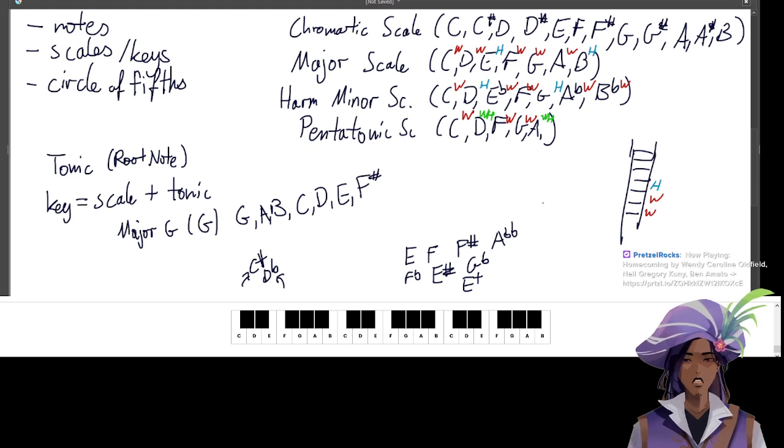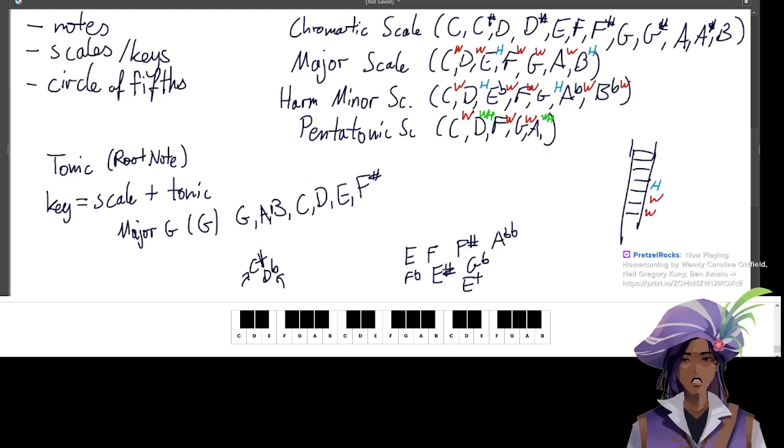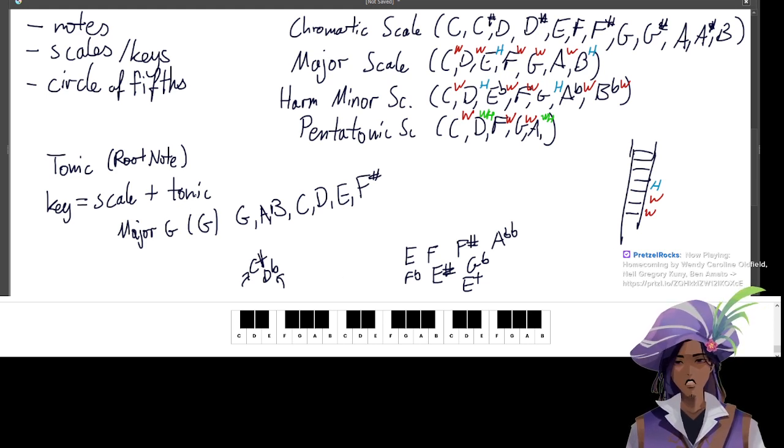So, music theory. That's scales and keys. Like I said, scales are the steps, and keys are a scale plus a very specific root note, a tonic.